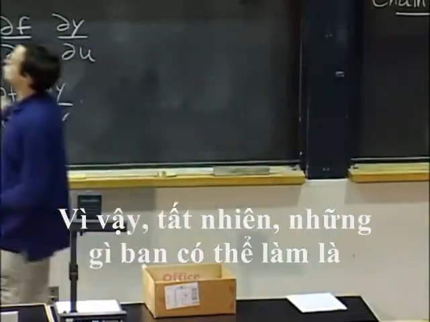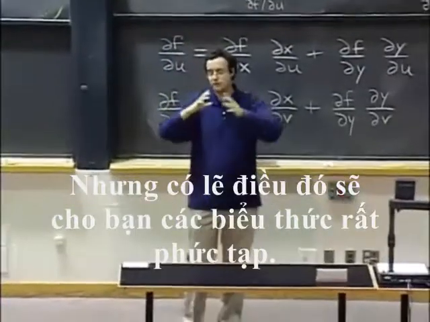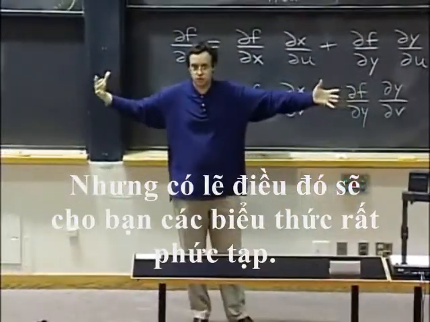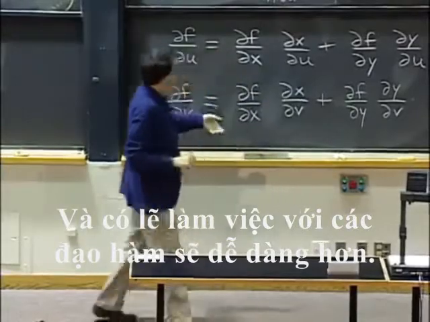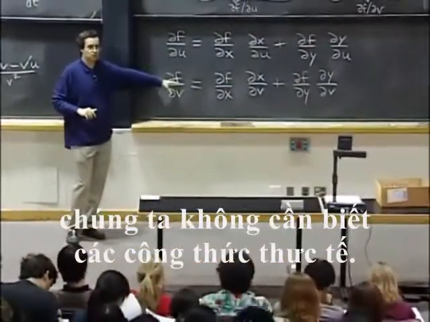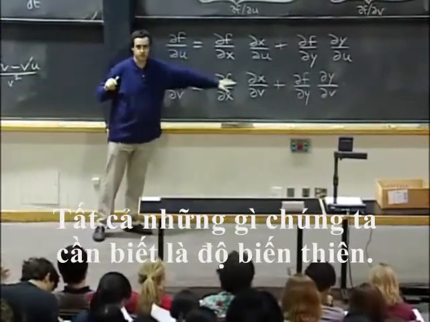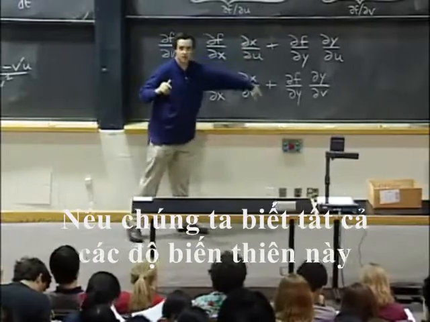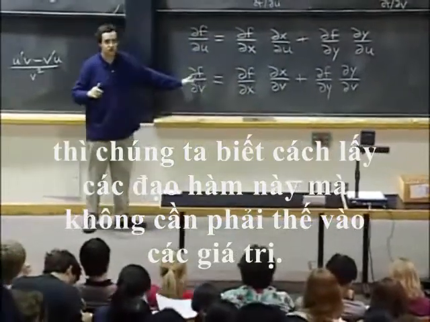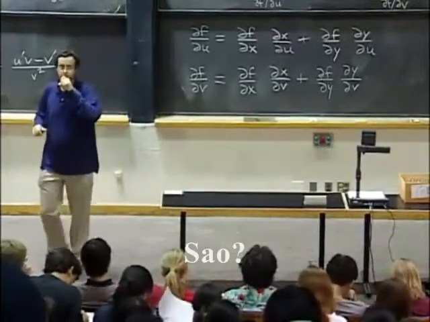So of course, what you could do is plug in the formulas, the way that we did substituting, but maybe that will give you very complicated expressions. And maybe it's actually easier to just work with the derivatives. So the important claim here is basically we don't need to know the actual formulas. All we need to know is the rates of change. If we know all these rates of change, then we know how to take these derivatives without actually having to plug in values. Yes?